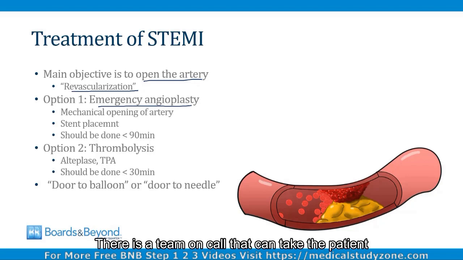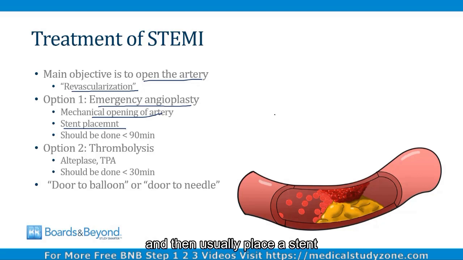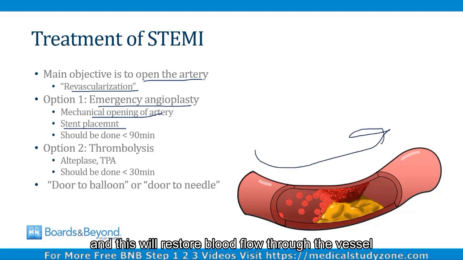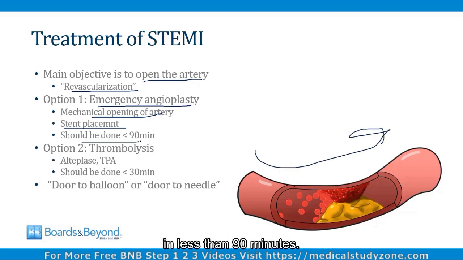There is a team on call that can take the patient for a cardiac catheterization, and catheters can be used to mechanically open the artery and then usually place a stent, and this will restore blood flow through the vessel. And according to guidelines, this should be done in less than 90 minutes.